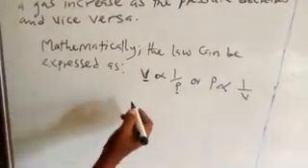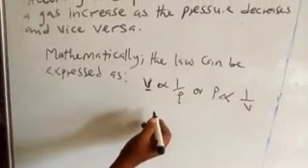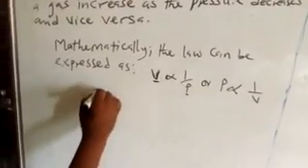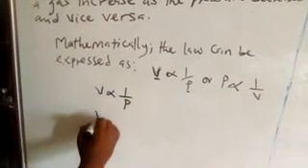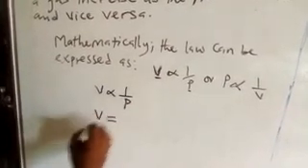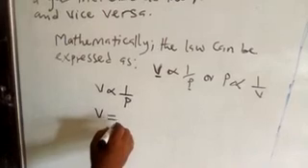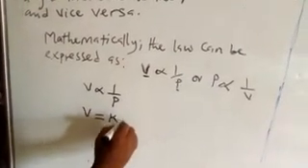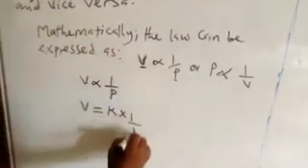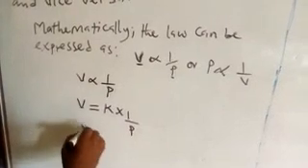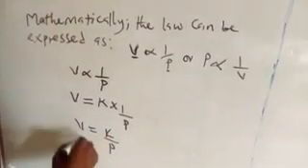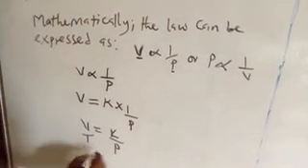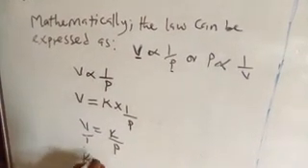Let us see the mathematical constant of this law. If V is inversely proportional to P, mathematically, you remove the proportional sign and introduce an equal sign with a constant. This will multiply by 1 over P to give us V equals K over P. K is a constant here. Now, making K the subject of the formula, we have K equals PV.